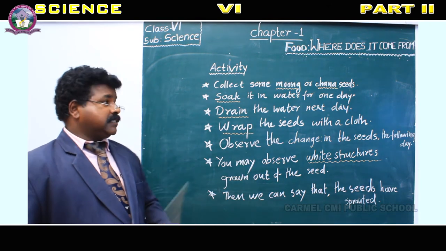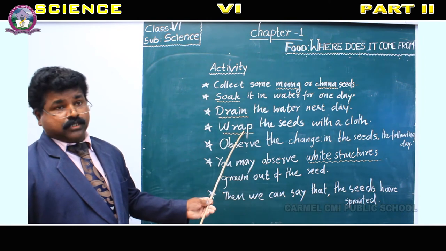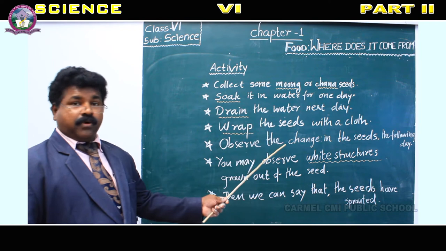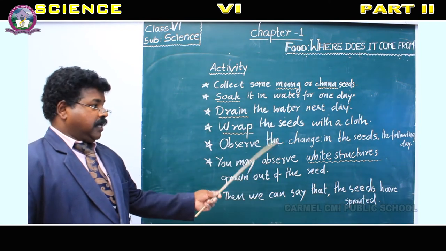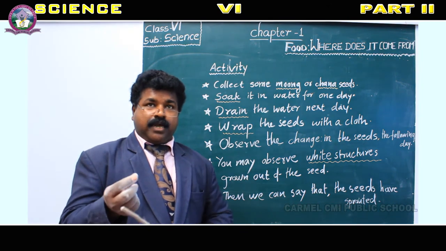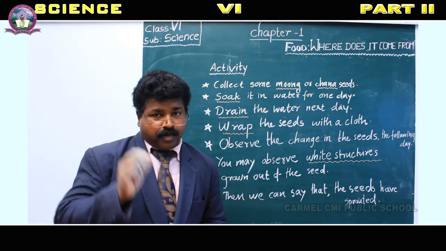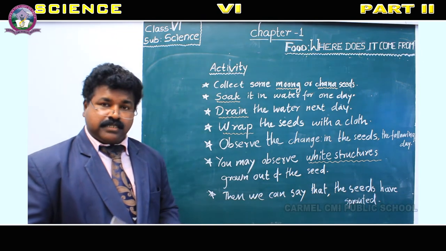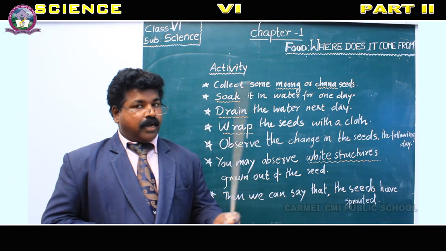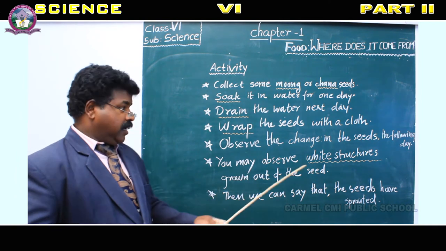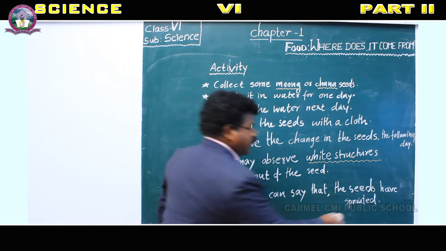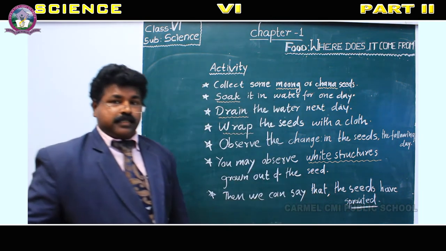These seeds should be placed in a cloth and wrapped tightly. Then keep it for one more day. Then the next day, you just observe. From the seeds, you can observe some white structures are coming outside, or growing out of the seed. And if these white structures are coming out of the seed, we can say that the seeds have sprouted. So you can see the word here, sprouted.